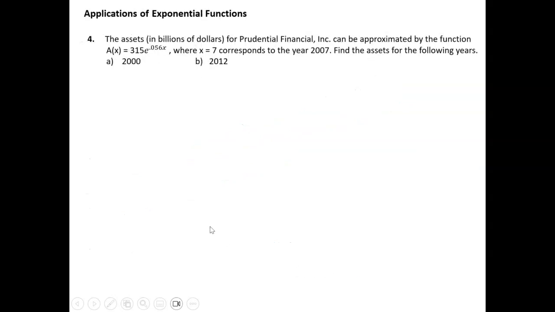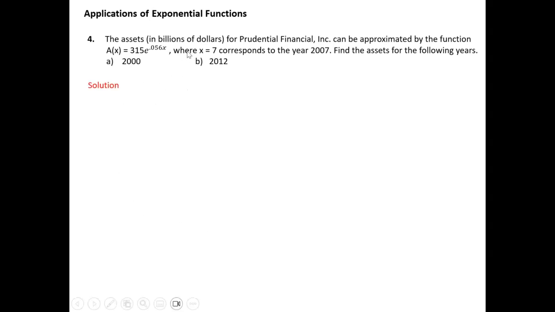Okay. Now, this is number 4. Here's how you use an exponential function in real life. Here's a situation. It says the assets in billions of dollars for Prudential Financial Incorporation can be approximated by the function A of x equals 315 e to the 0.056x, where x equals 7 corresponds to the year 2007. It says find the assets for the following years: the year 2000 and the year 2012.